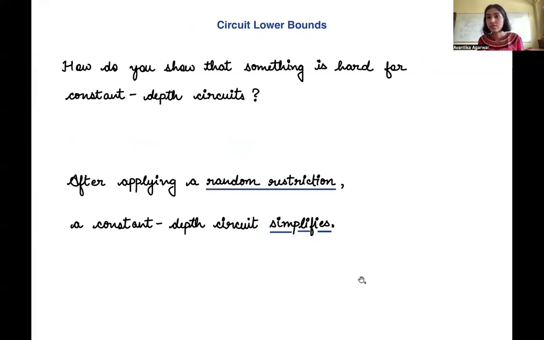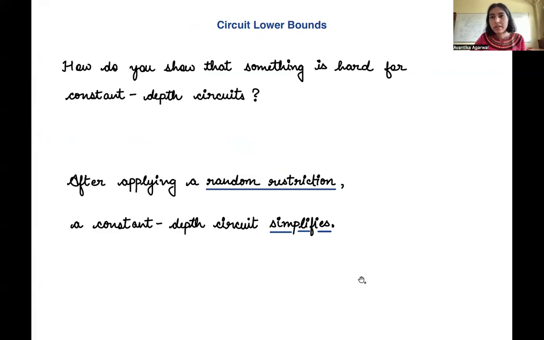So now how do you show such a thing? How do you show any type of circuit lower bounds for constant depth circuits? Well, one method that is very useful to be able to do that is what's called the random restriction method. And it says the following. So it says that after applying a random restriction, a constant depth circuit simplifies. So there are two things I need to explain here. What is a random restriction and what do I mean by a circuit simplifying?